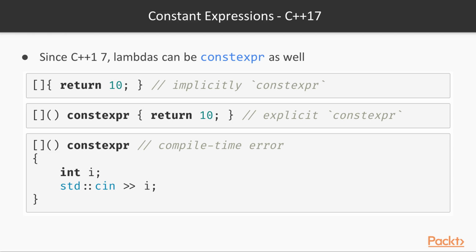In C++17, as you've seen in the previous sections, lambdas can finally be constexpr as well. If a lambda returns a constant expression, it will be implicitly constexpr. Otherwise, the user can place the constexpr keyword between the parameter list and the body of the lambda in order to force it to be constexpr. If the user specifies the constexpr keyword and the body of the lambda is not actually a constant expression, then you will get a compile time error. In this case, using a std::cin inside the lambda is obviously not something that can be done at compile time, so marking it as constexpr will prevent the program from compiling.